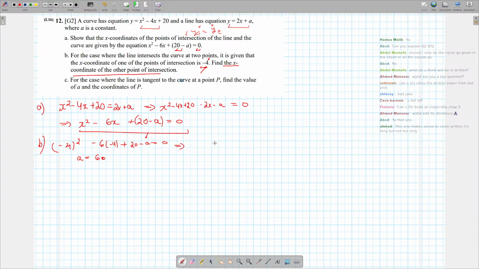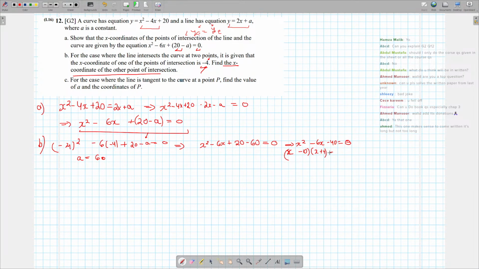So that means x squared minus 6x plus 20 minus 60, because a is 60, is equal to 0. And we can solve this like any other quadratic. You're going to get x squared minus 6x minus 40 is equal to 0. You factor this, because you remember calculators that have equation mode are not allowed. You're going to get (x minus 10)(x plus 4).